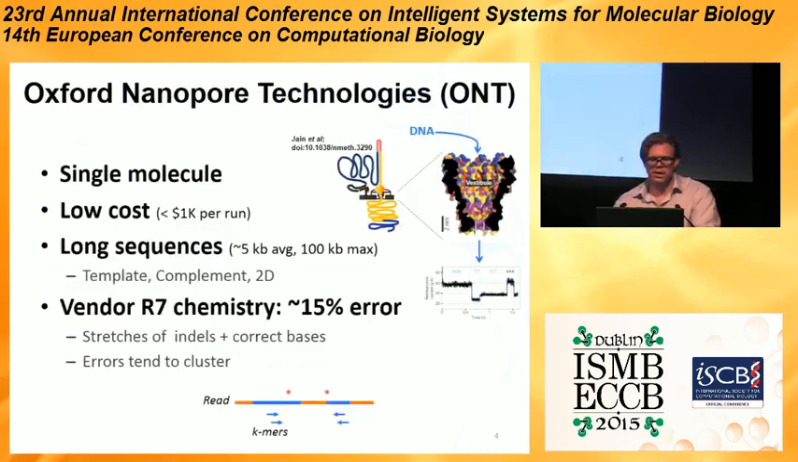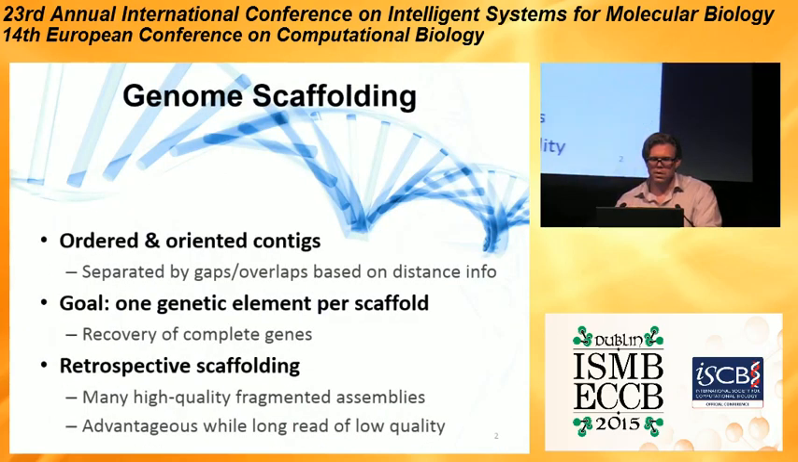Did I miss a slide? I think I did. Well, I guess I can go quickly over this. What is scaffolding, for those of you who don't know? It's one of the last steps of genome assembly, and it's a process by which you order and orient contigs into a higher arrangement called a scaffold. And the goal essentially is to get one genetic element per scaffold if you can, such that you can make sense of the genome.